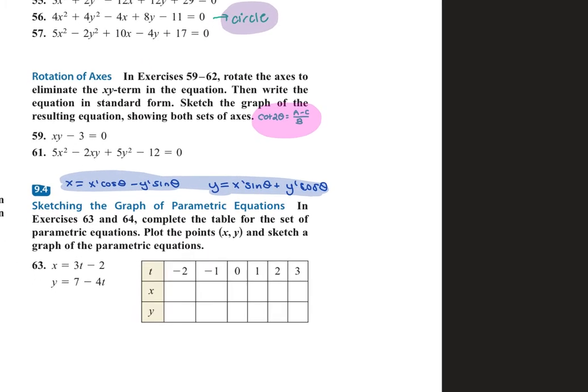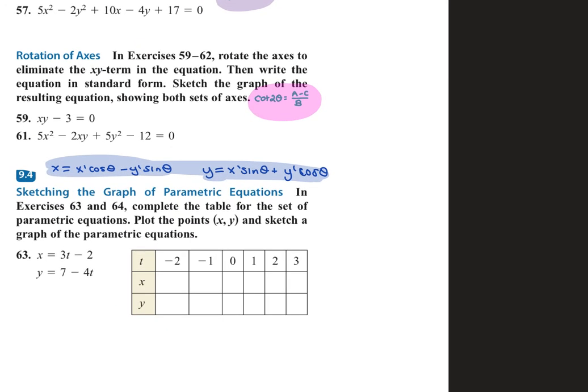And then 59 and 61 are your rotations of your axis. So there are 2 questions on this, one where you just have to identify the angle and one where you have to full on rotate and graph it. This is that super long process that we did in 9.3. So the cotangent of 2 theta equals a minus c over b is how you find the angle. And then the x, this part will be given to you.